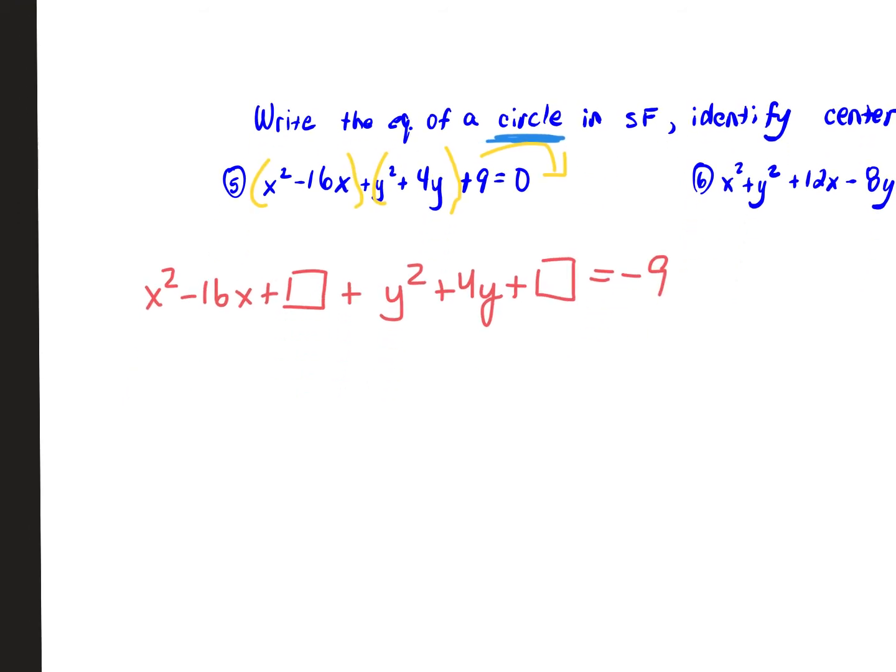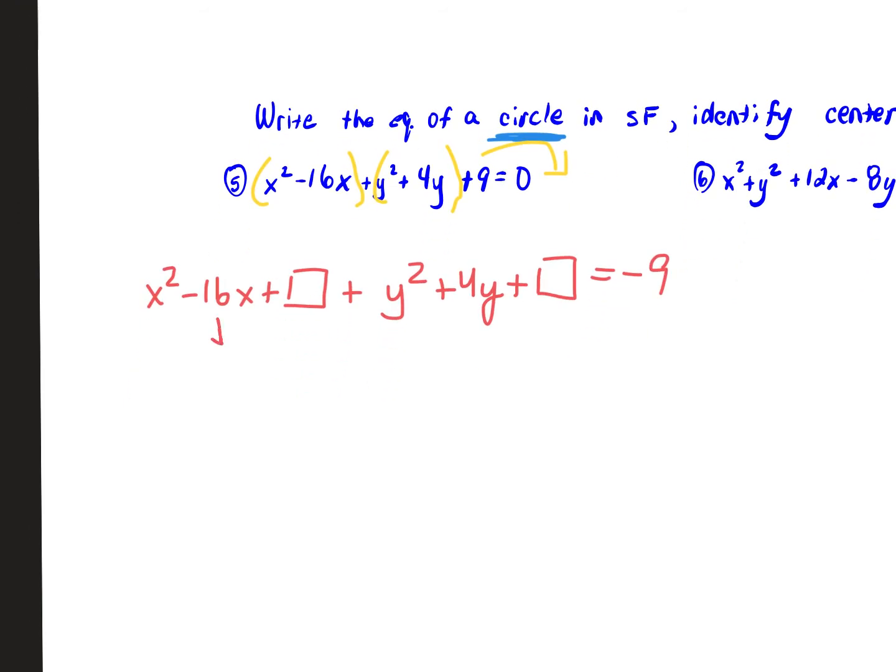When we're completing the square, we take our b term, so it's negative 16, and divide it by 2. That gives me negative 8. So in my parentheses, my binomial is x minus 8 squared. And then to figure out what goes in the box here, you square that answer, so I get 64.